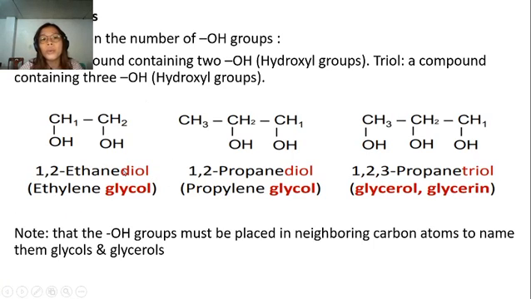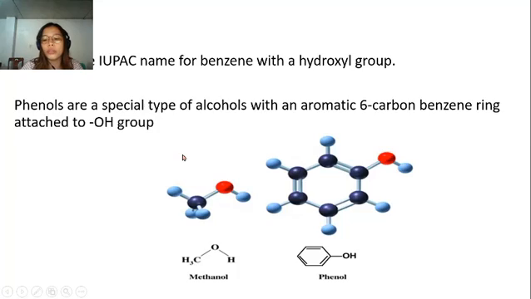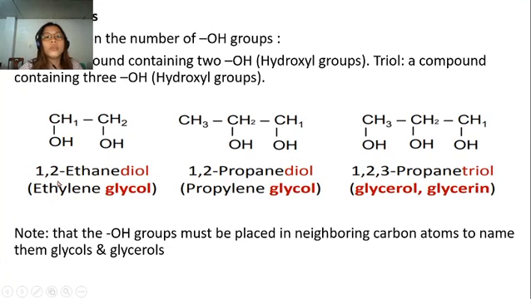So, 1,2-ethane diol, of course, has two carbons, which makes it ethane. And then it is a diol because we have 2 alcohol groups attached to carbon 1 and carbon 2. 1,2-ethane diol, or commonly known as ethylene glycol.